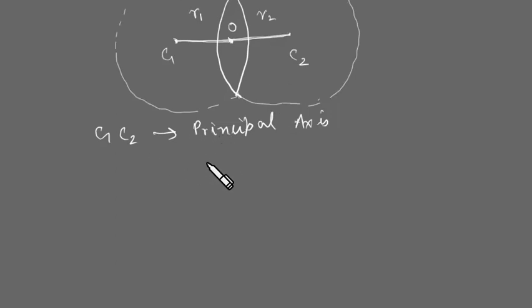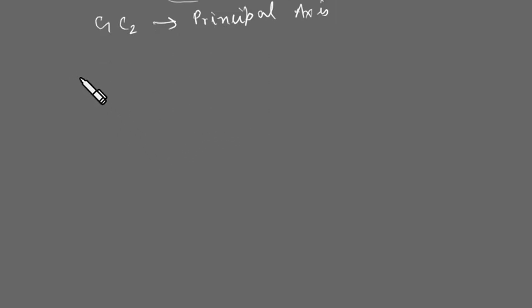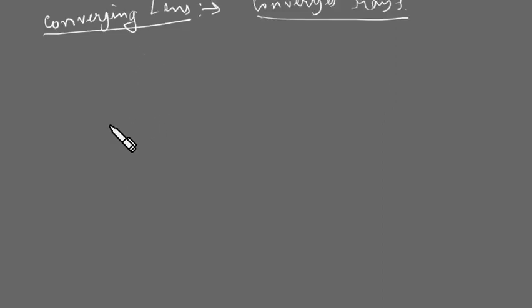Now let's move on to the next point. As I told you, a convex lens is also called a converging lens. Why? Just because a convex lens converges the rays of light. But why does it converge? We will see that.